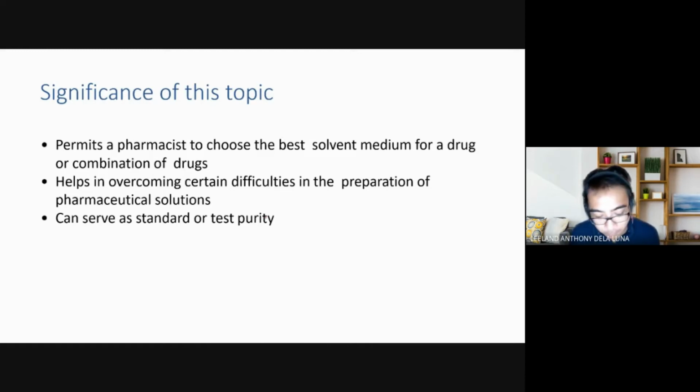Of course, if you want to talk about real polar solutes, those are the solutes with ionic bonds, a combination of metal and non-metal. Those are the things we will study here. Then it also helps in overcoming certain difficulties in the preparation of pharmaceutical preparations or solutions. If you know the proper solvent for your solute, you will not have a problem. The solution you make will be homogeneous. And it can serve as a standard or test for purity. That's that for solubility.